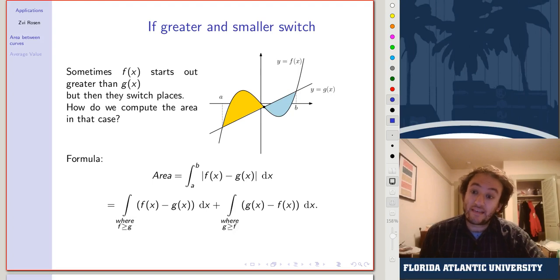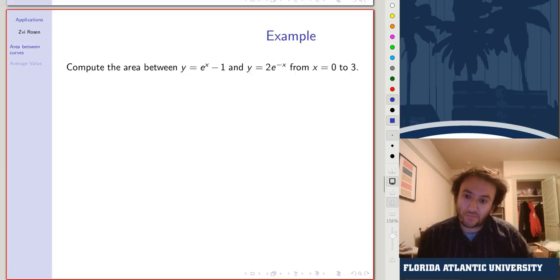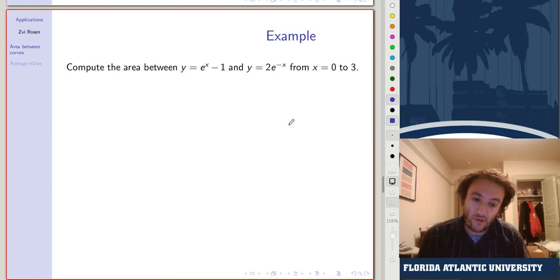So let's see an example of this. We're asked here to compute the area between y equals e to the x minus 1 and y equals 2e to the minus x from x equals 0 to 3. The first thing we should always do is draw a picture of the situation and see what curve is where. So let's do that now.